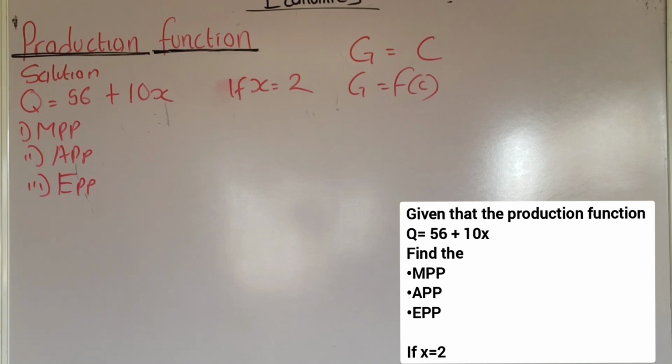When you hear the word marginal in economics, perhaps if you were part of our previous class on cost, you know that when you want to determine the marginal cost, you have to differentiate the total cost. Now, to determine the marginal physical product, all you have to do is take the derivative of the function that you are given. The production function you are given is Q equals 56 plus 10x. That means that Q is dependent on x. Q is the dependent variable and x is the independent variable. Any changes in x will lead to a change in Q as well.